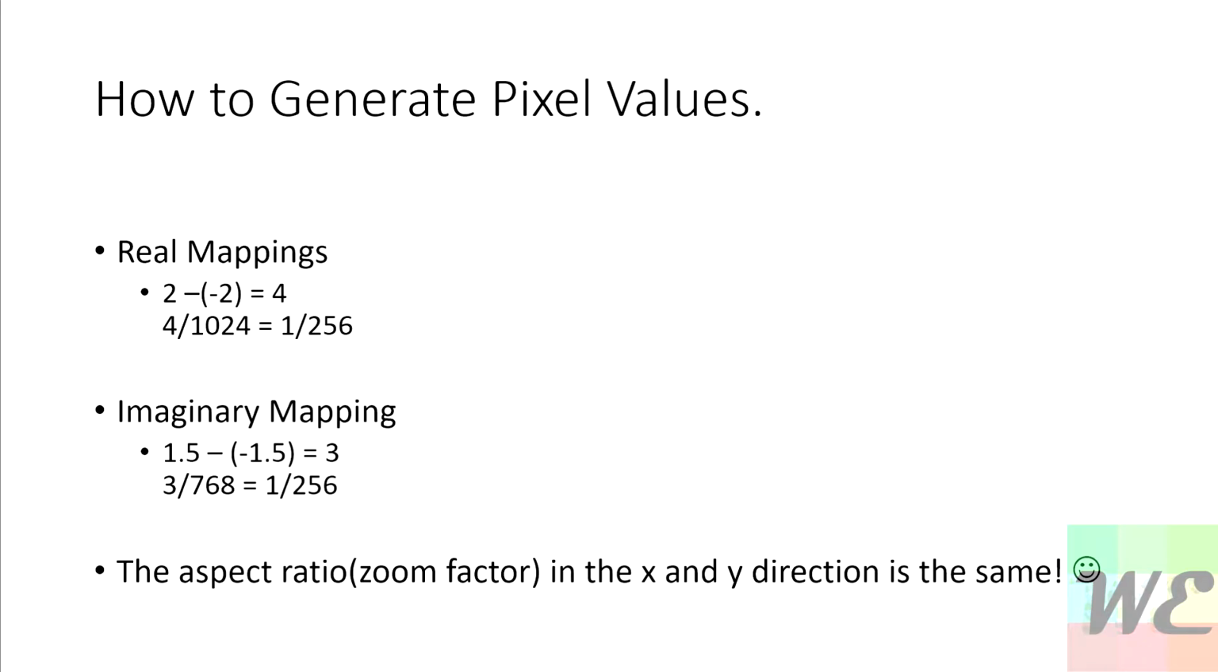Our default view is going to be a mapping of -2 to 2, which is a distance of 4. 4 over 1024 is 1 over 256. The imaginary mapping is 1.5 to -1.5, that's a distance of 3, and 3 over 768 is 1 over 256. I called that the aspect ratio, but that's really the zoom factor that we're going to use. The aspect ratio is more like the screen of 1024 over 768. So the zoom factor in the x and y direction is the same.